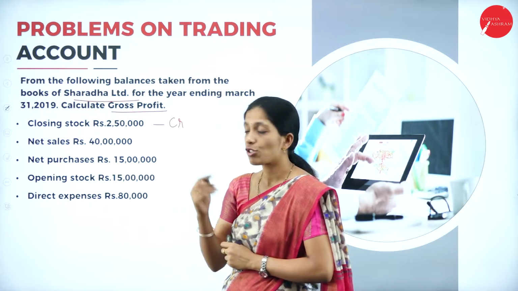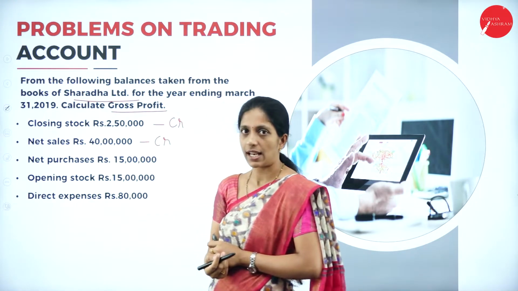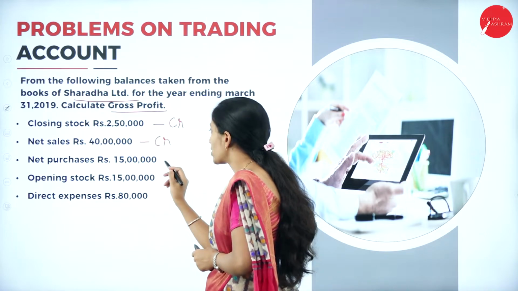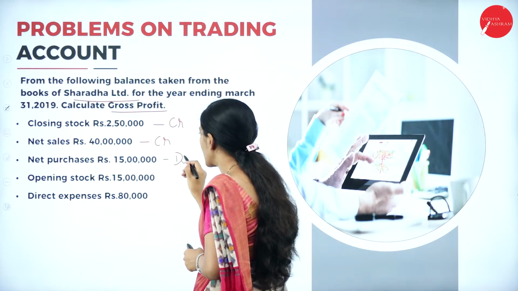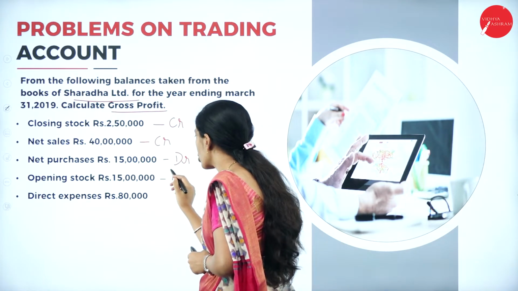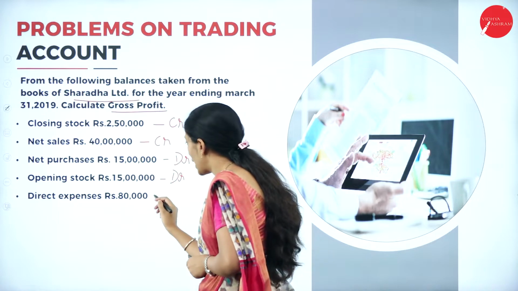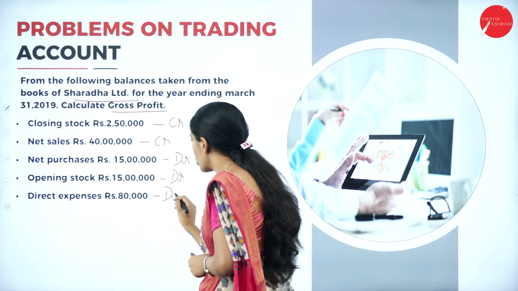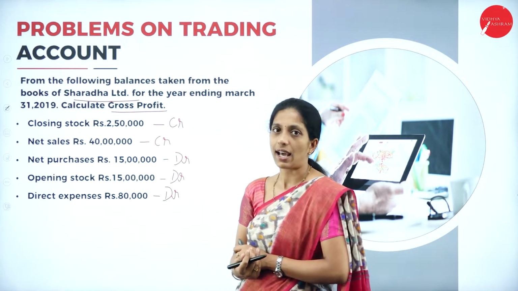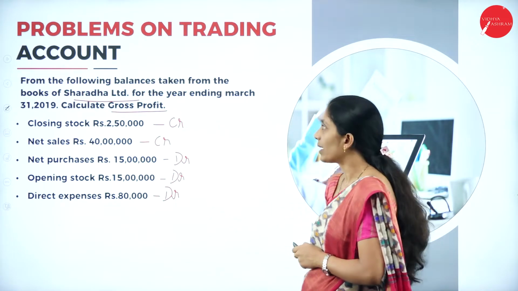Net sales. So they have given the sales. So this is also by sales, credit side. Net purchase. So we will record in the debit side to purchases. Next we have opening stock. This is also in the debit side to opening stock. Then they have given direct expenses. So this is also in the debit side to direct expenses. But make sure that you will write in the same order.